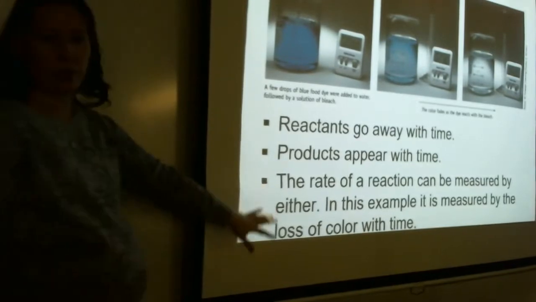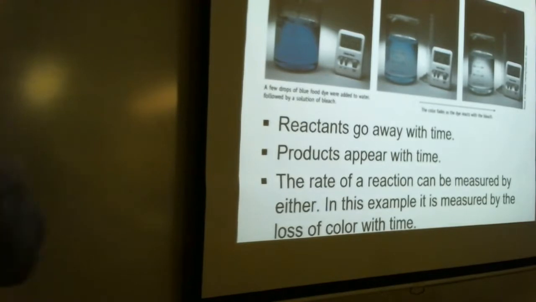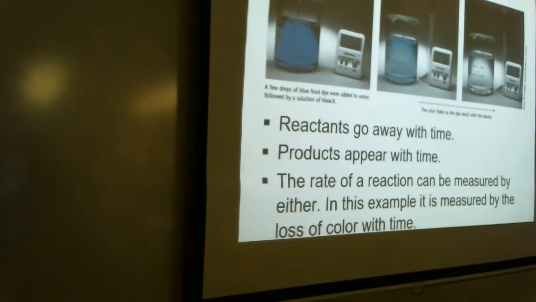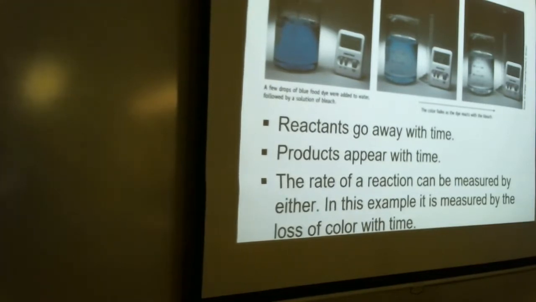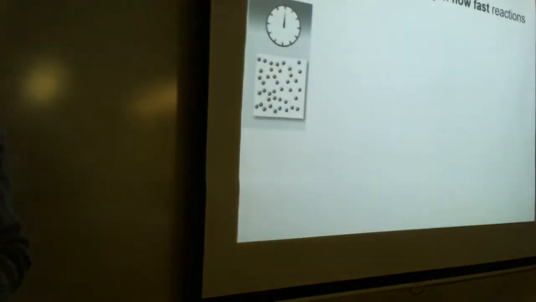The rate of the reaction can be measured by either, right? You could either measure how quickly the product is forming, or you could measure how quickly the reactants are disappearing, right? Either way, because the amount of reactants is going to go down, the amount of product is going to go up. So I could measure either one. We're going to look at change in concentration of reactants. Okay, that's what we're going to be looking at. But I mean, you could go the other direction if you so wanted.